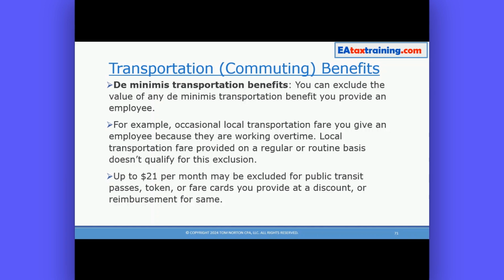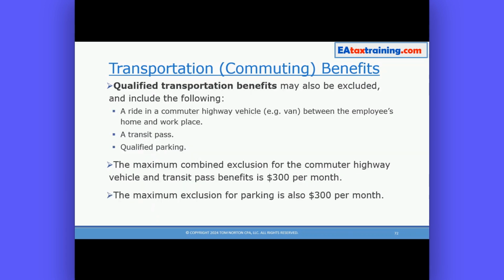So this is the, hey, once in a while, because of unusual circumstances, we're doing this for you. You can exclude that. And you can exclude up to $21 per month for public transit passes, token, or fare cards that you provide at a discount or the reimbursement for one of those cards. So up to $21 a month just for normal commuting, you can exclude from their income.